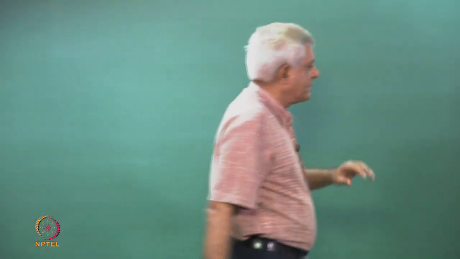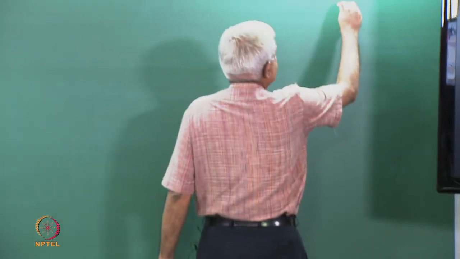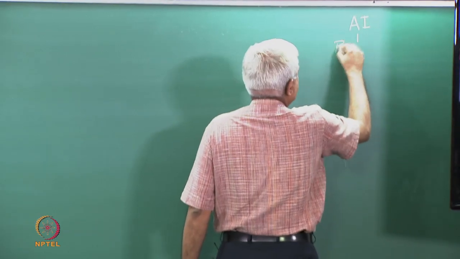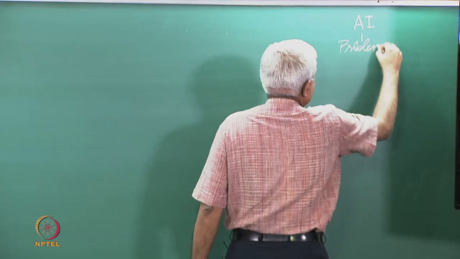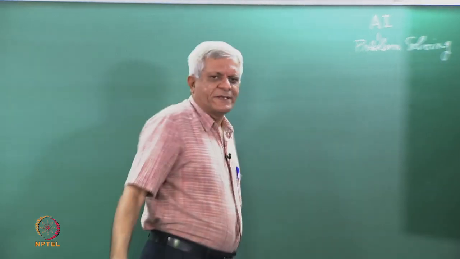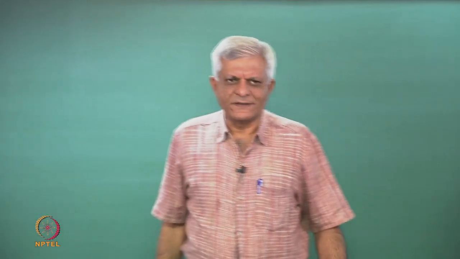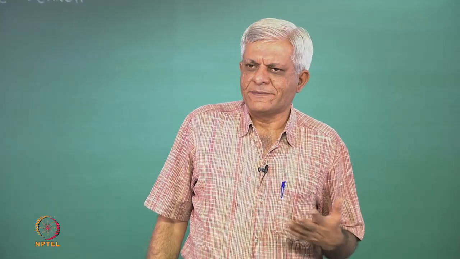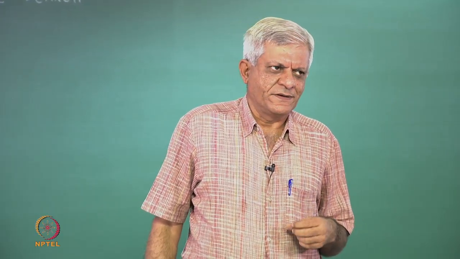So, let me begin by first putting this whole thing into perspective. I will just write this stuff at this end. So, we are looking at one aspect of AI, which we will call problem solving. As we said, there are many other aspects that we will not cover in this course, for example, learning or using experience or reasoning with knowledge.